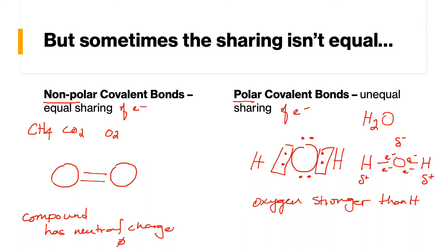So in polar covalent bonds, our compound is no longer neutral. Our compound is charged, where some areas look a little bit negative and some areas look a little bit positive. And that's really important, especially when we get into our discussion about water. So polar covalent bonds create compounds that have regions of partial charge difference. Nonpolar covalent bonds have no charge difference across the compound.